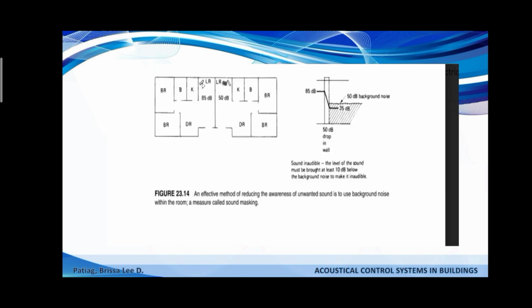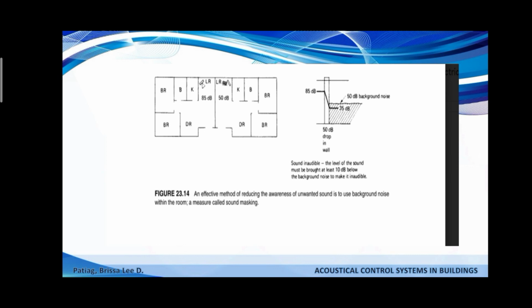So, next is this picture where you can see an effective method of reducing the awareness of unwanted sound: to use background noise within the room. This is sound masking. For example, you can see here a room with an 85 decibel sound and a 50 decibel sound. Why is it weaker on the other side? Because we used soundproofing in the middle part of the room. So, as the sound travels to the two sides, it becomes weaker because these walls have soundproofing.